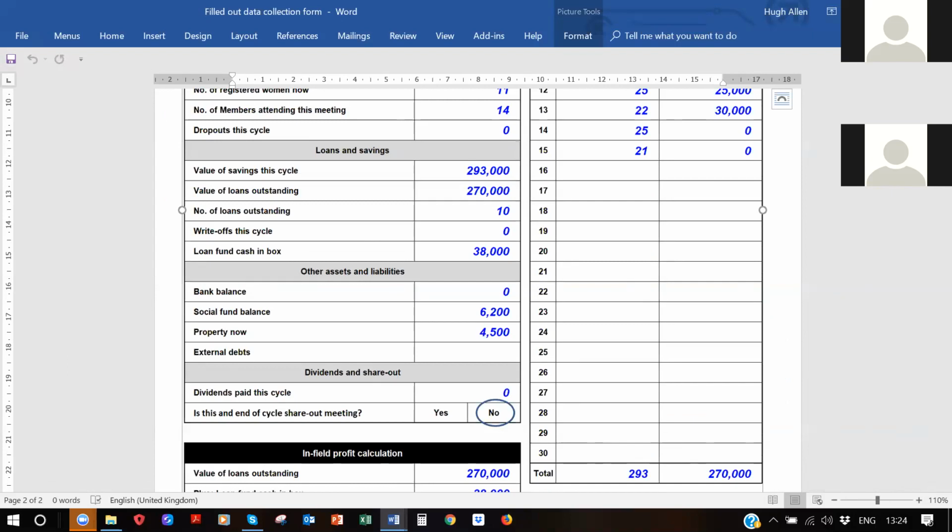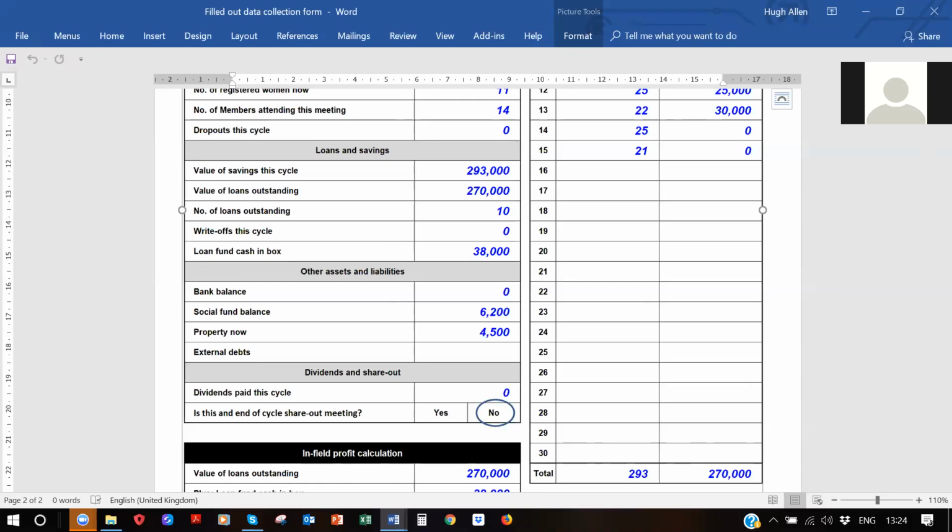Well, they should be able to, because normally the value of the property, can somebody say how we know the value of the property? What is the value that we give to it? It's not something that the field officer guesses at. What do you think the group would say?